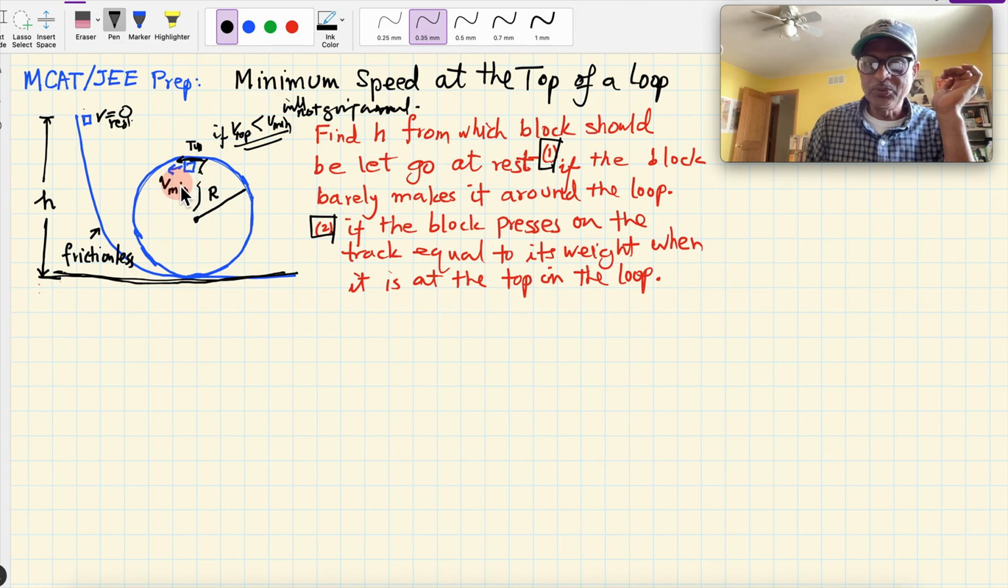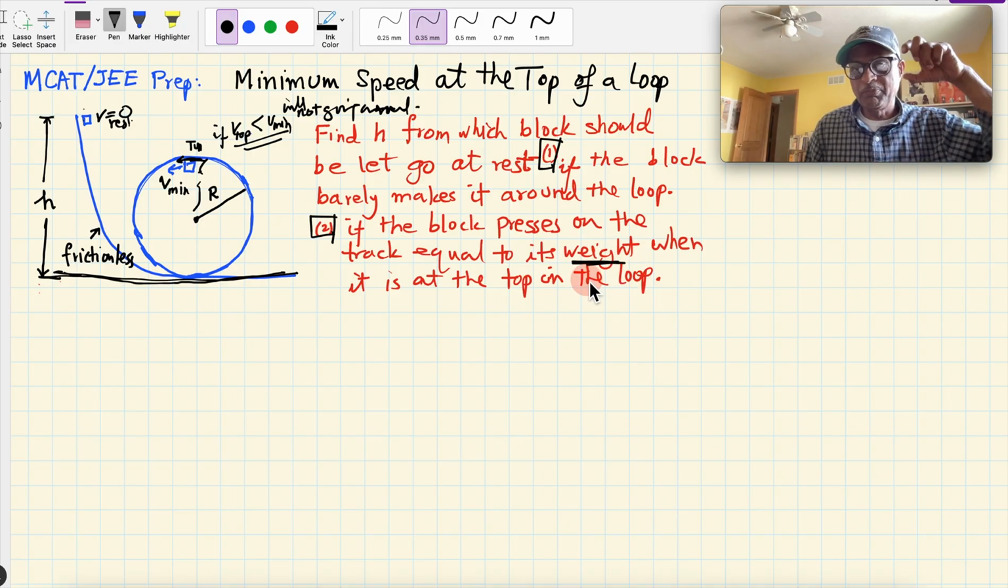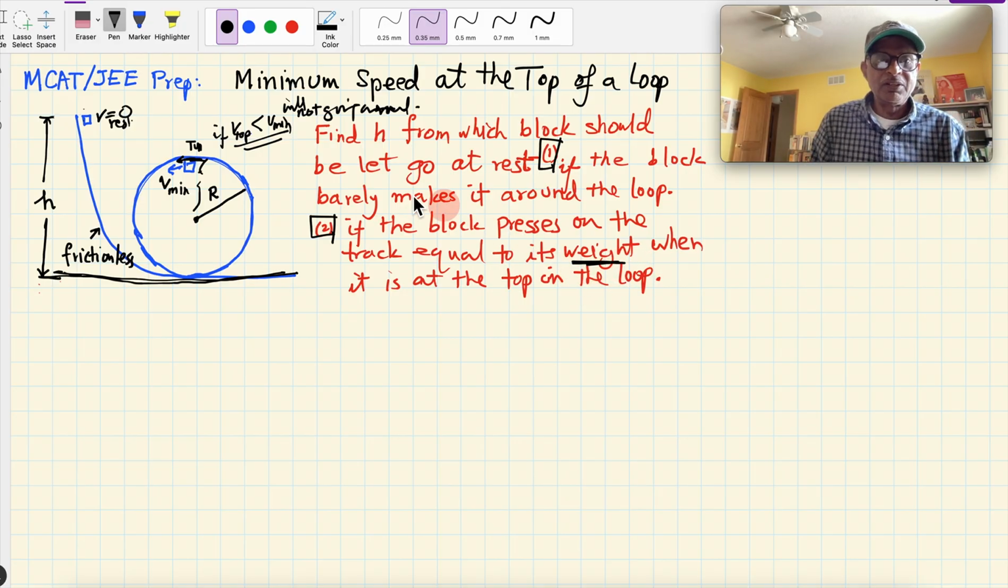The faster it goes, the more the track pushes on it. So at some point the track will push so that the push on the block is as much as the weight of the block. I didn't say the mass is m. You don't really need the mass because the mass will cancel out. So what do we need?